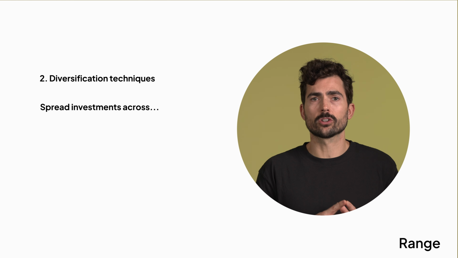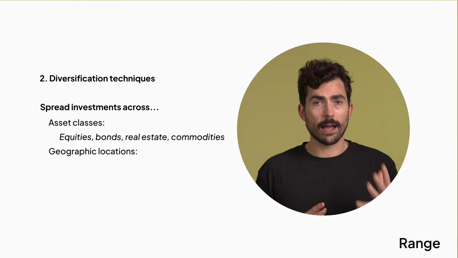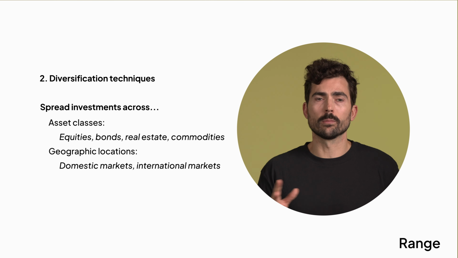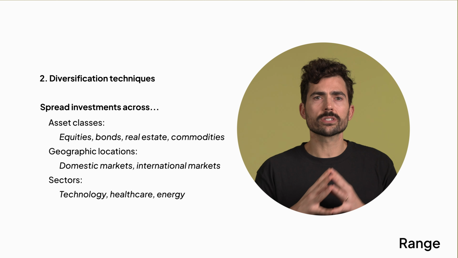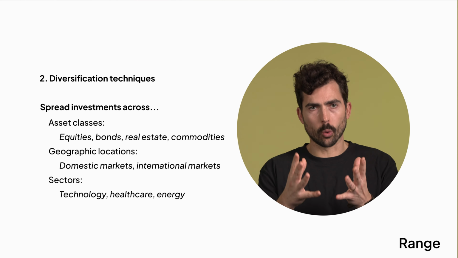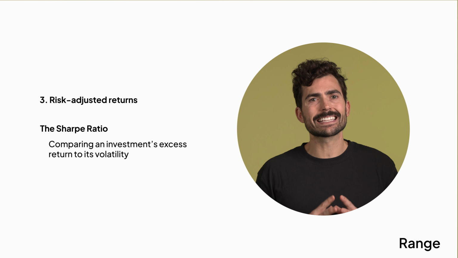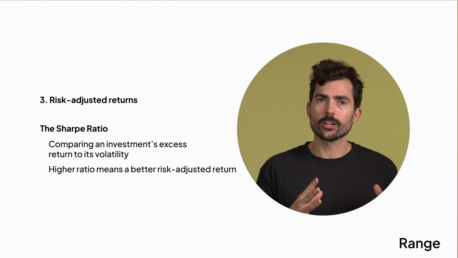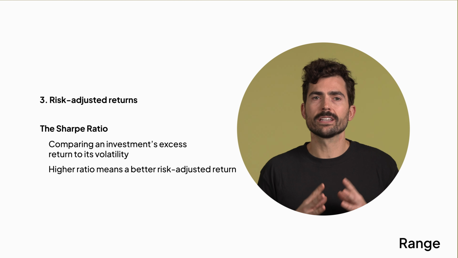Further diversification can be achieved by spreading investments across asset classes like equities, bonds, real estate, and commodities, geographic locations like domestic versus international markets, and sectors like tech, healthcare, and energy. Now, this layered diversification lowers the impact of sector-specific risks on your portfolio. One concept that the modern portfolio theory brings to the table is risk-adjusted returns. The Sharpe ratio is a common way to measure this, comparing an investment's excess return to its volatility. A higher Sharpe ratio means a better risk-adjusted return, so it's something to keep an eye on when comparing investment options.